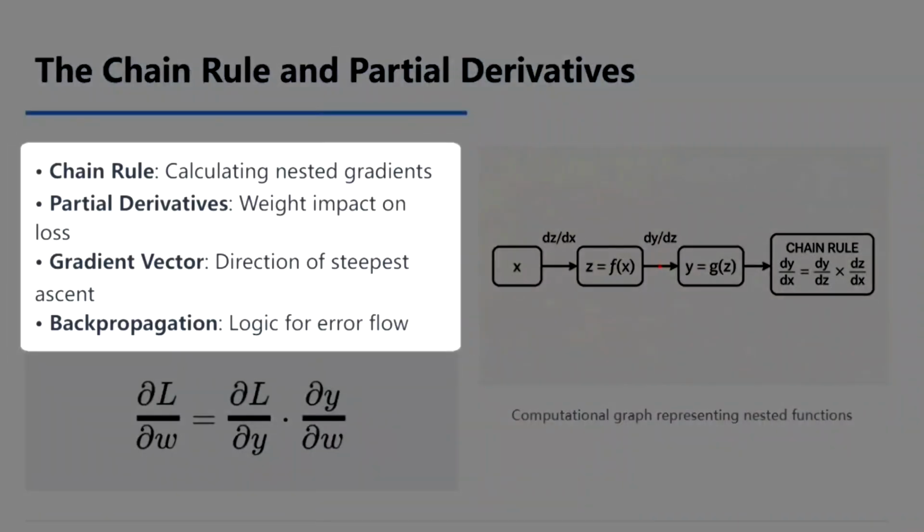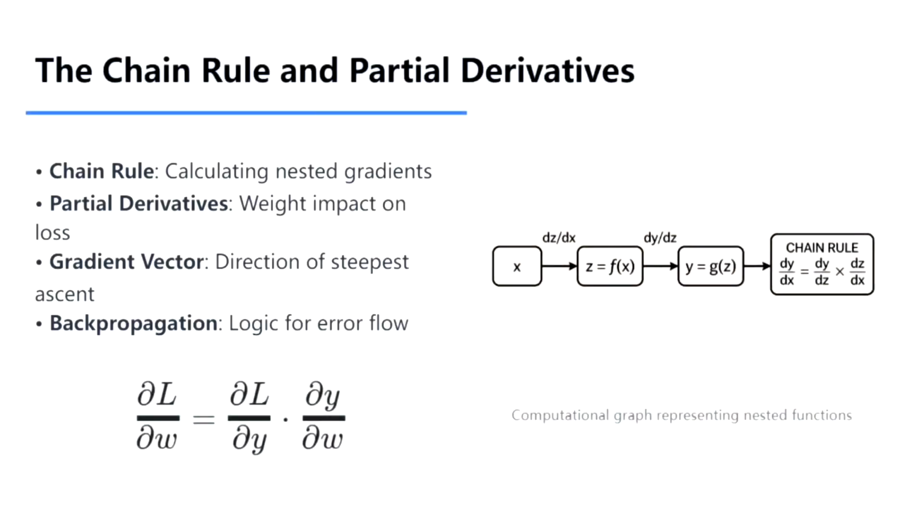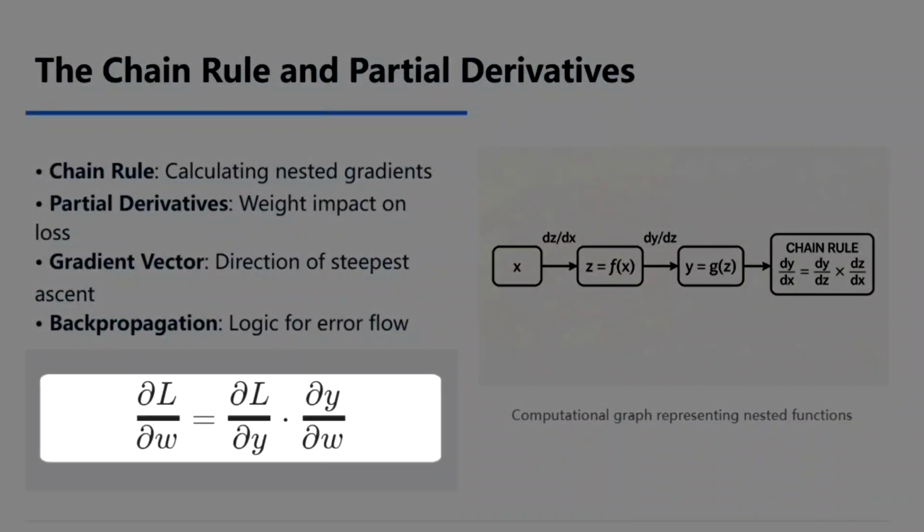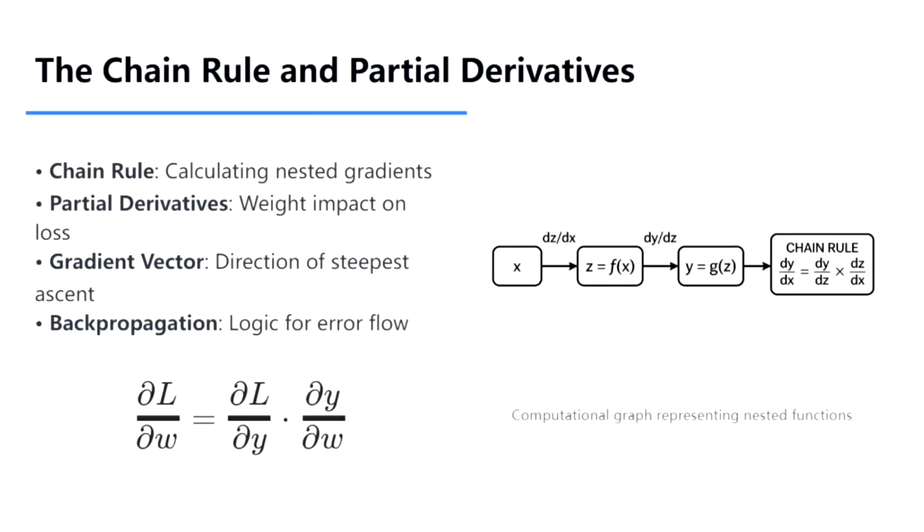It represents how variables interact. To find the influence of a weight at the start of the graph on the final result, we multiply the derivatives along the connecting path. This brings us to partial derivatives. This formula shows the derivative of the loss L with respect to a specific weight W. It tells us exactly how changing just that one weight will affect our total error, keeping everything else constant.